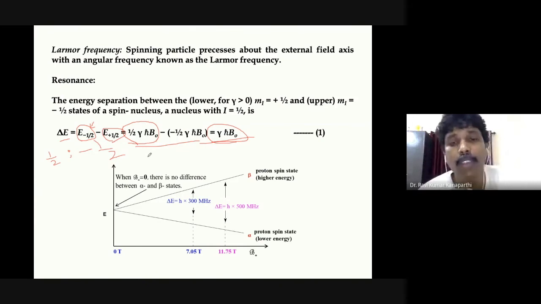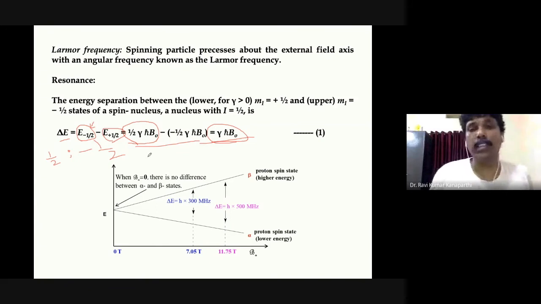Once you have the energy gap splitting between the energy levels, of course you can also calculate the energy difference between the electronic states. Why not the vibrational energy states? Of course, rotational energy states, many energy states are possible.